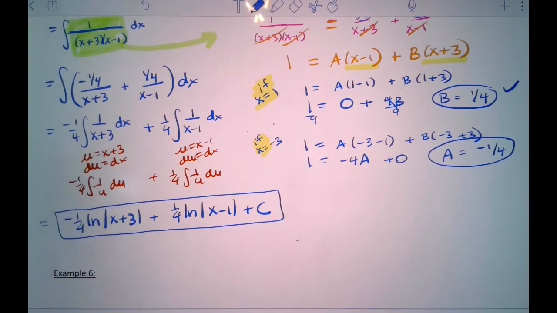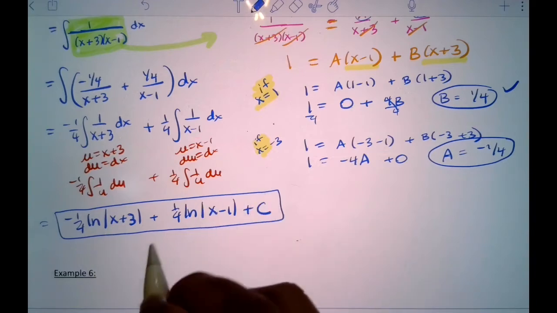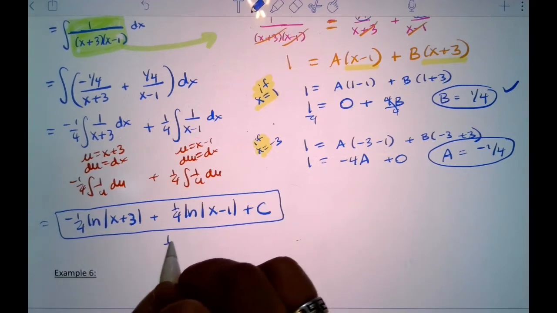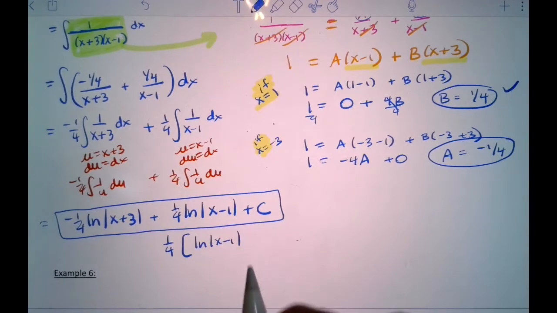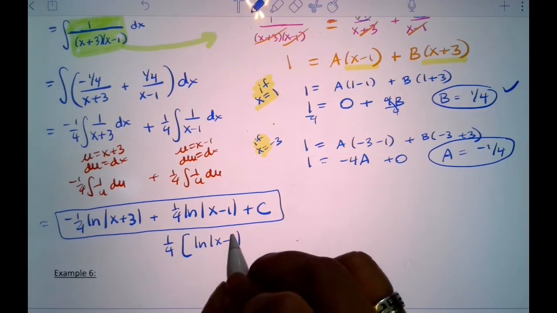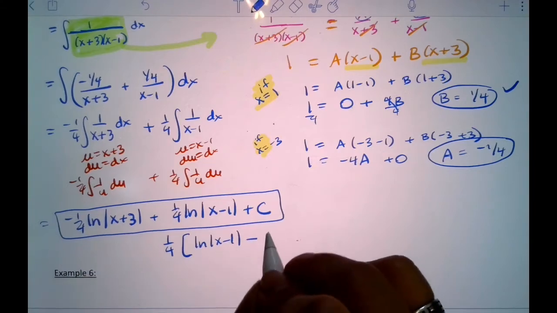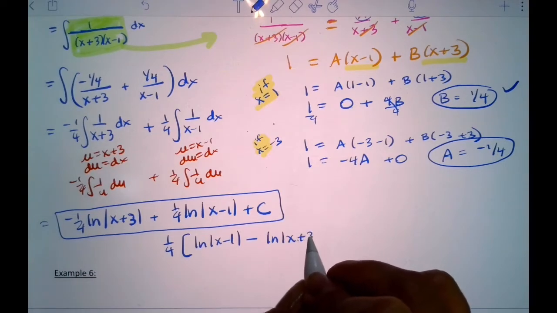I think I'm also going to take the time to show you a different representation of that same awesome answer, because it's going to be worth our time. What I want you to imagine doing is, let's just move these things, put the positive expression in front of the negative one, and I'm going to factor out a 1/4. So 1/4 natural log absolute value of x minus 1. Then I have a minus in front of the natural log of the x plus 3.